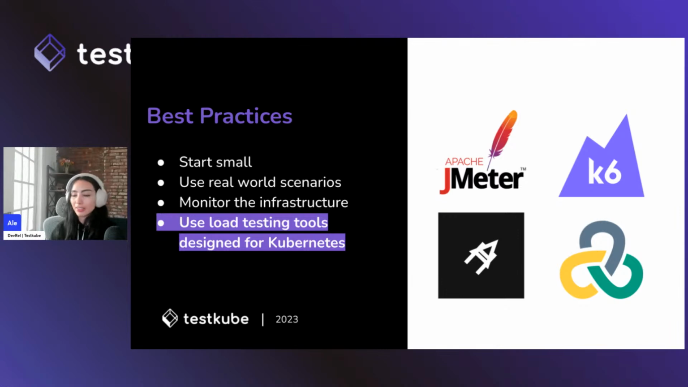Finally, and super important, is to use load testing tools that are designed for Kubernetes. There are several load testing tools available specifically for Kubernetes environments, that are Kubernetes friendly, I would say. This can include K6, Gatling, and Locust, which we'll talk about in the next slide. These tools are designed to work really well with Kubernetes and can simplify the load testing process because you don't have to do anything to adjust it. It will just work out of the box.